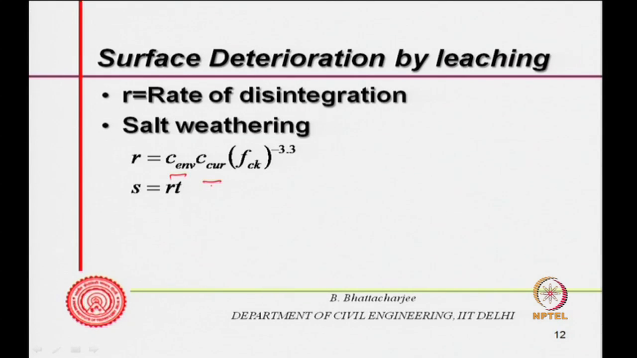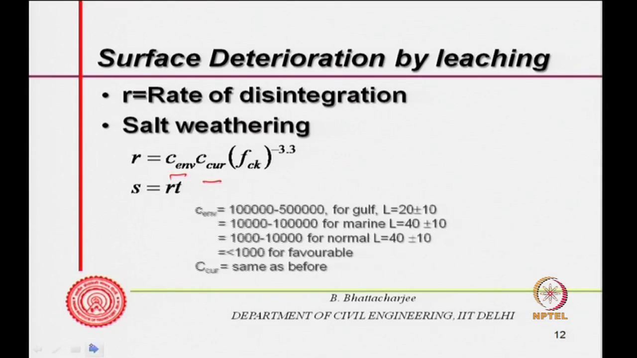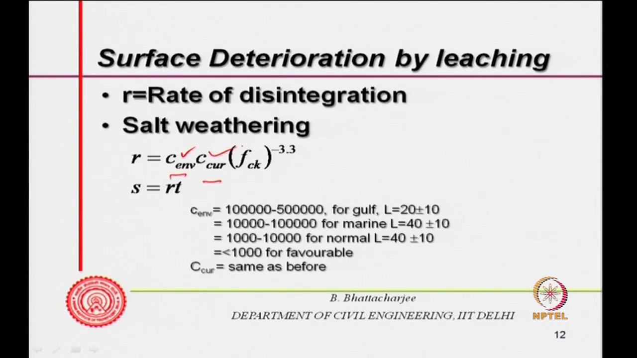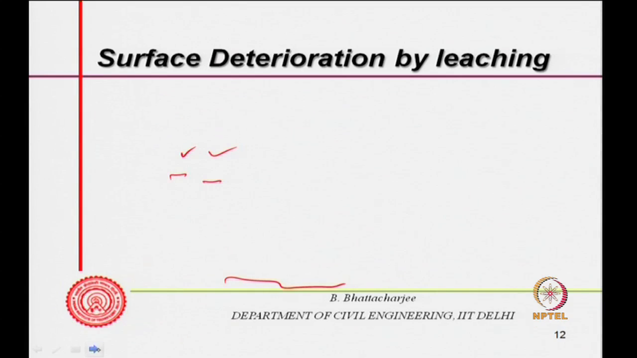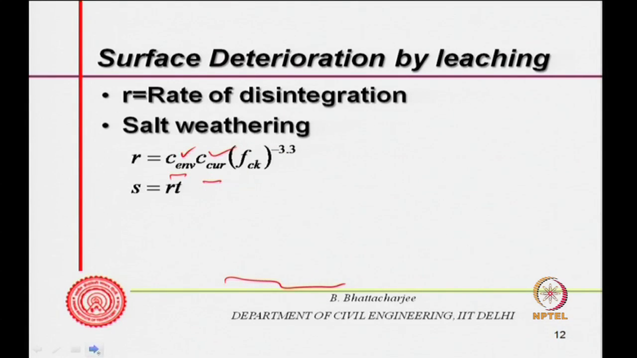In other words, in case of frost action, it is governed by the air content, A to the power minus 7, the strength or grade of the concrete, and it also depends upon environmental, curing and age, which again in turn depends upon fly ash, slag and silica fume content, all right. Similarly, leaching would depend upon C environmental and C curing. The C curing is the same as before; it will depend upon curing age. The formula, if you remember, is 0.85 plus 0.17 log of D, where D is the curing age. So, the larger the curing age, the less C curing is, and so on.